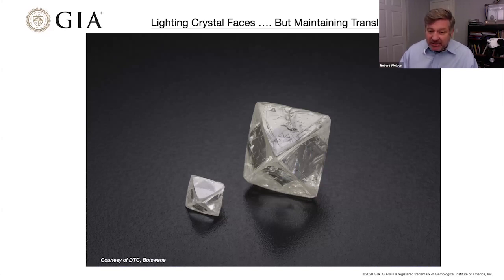Now you can see that here because I decided to light only one of the surfaces and leave the other surfaces free from reflected light so that we could see through them and really understand the transparency of the stone. And this particular smaller octahedron, also a perfect octahedron there, basically the same principles apply. This is a 3-carat, this is a 50-carat.